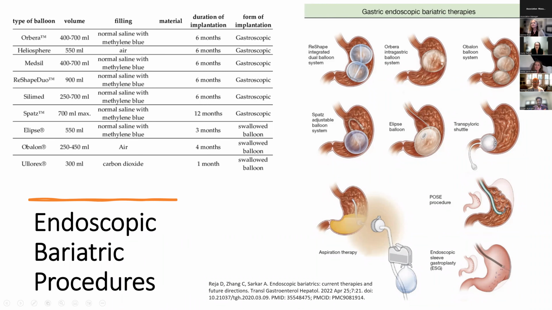Here I've given you a description of how the balloons sit within the stomach, and over here the different types of balloons, and what their normal filling material is. All the ones that are filled with saline include methylene blue as an indicator for balloon rupture or leak. Also shown is the estimated duration of implantation, and how they are implanted, either swallowed or placed via EGD.